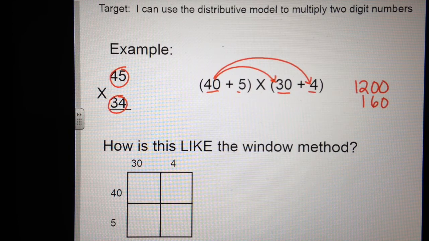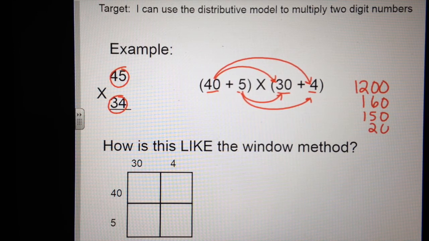The next thing I'm going to do is multiply the 5 times the 30 and the 5 times the 4. 5 times 3 is 15 plus 1 zero. And 5 times 4 is 20.